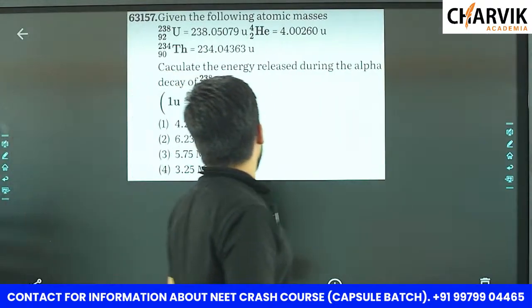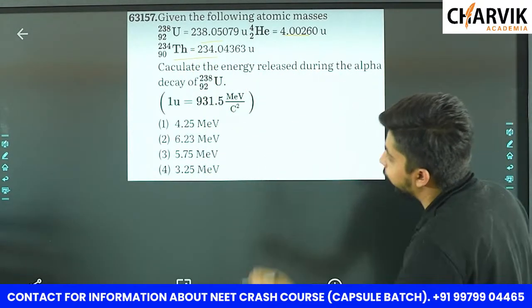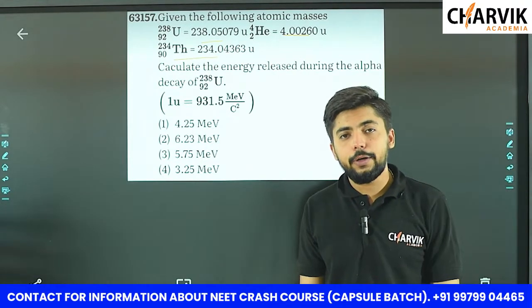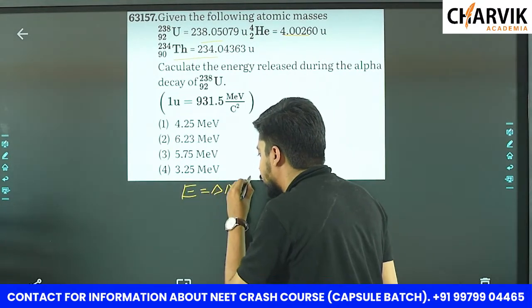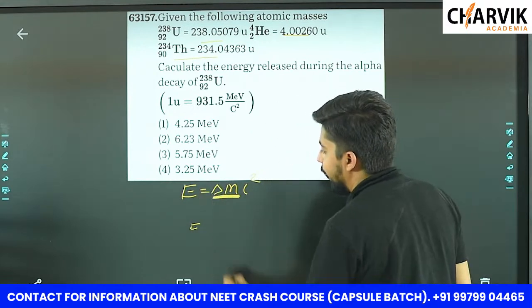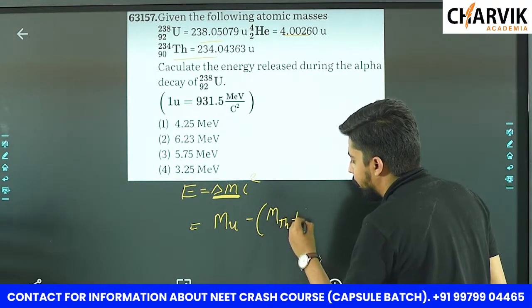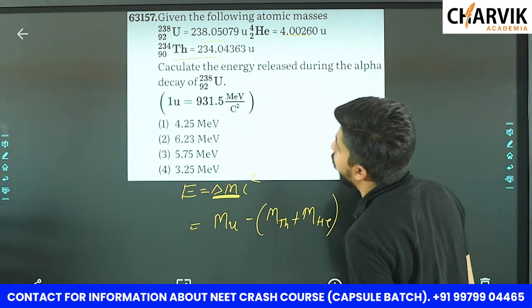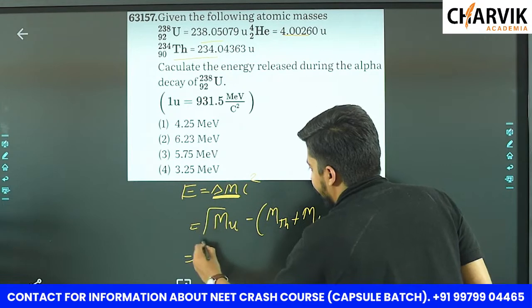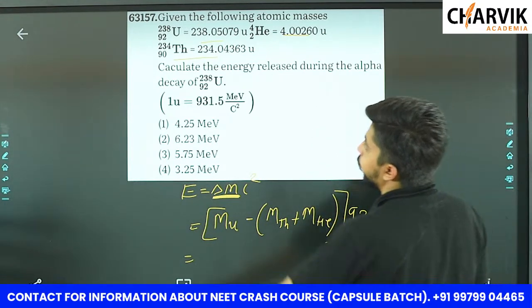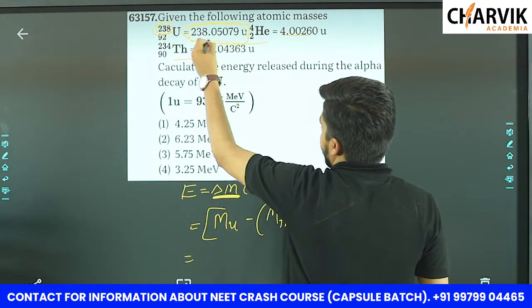Okay, next question. Given the following atomic masses of uranium, helium and thorium, calculate the energy released during the alpha decay. During the alpha decay, we need to find the energy, which can be found as E equals delta m c square. So what will be delta m? Delta m is the mass of the uranium minus the mass of the thorium plus the mass of the helium, into what is given, 931.5, so it will become 931. Now, don't consider the mass of the uranium as a plain 238.